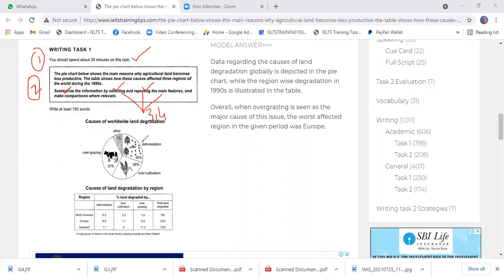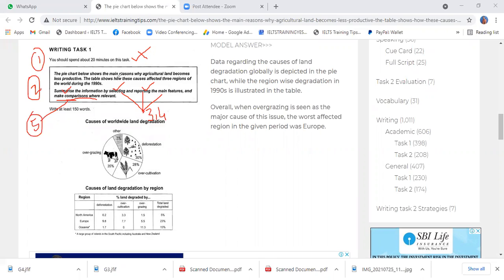Select the main features, report the main features, and the most important thing, make comparisons where relevant. So this is the 5th requirement. You are required to make comparisons where relevant. So if I go and see, it is always better. This is not mandatory. If you complete it within the 20 minutes time frame, it is definitely beneficial for you.